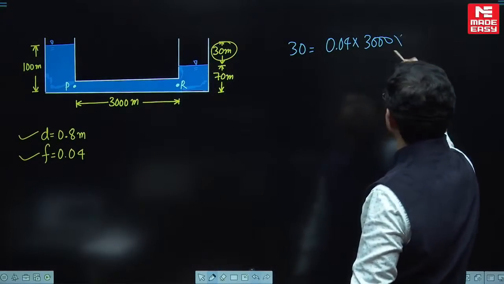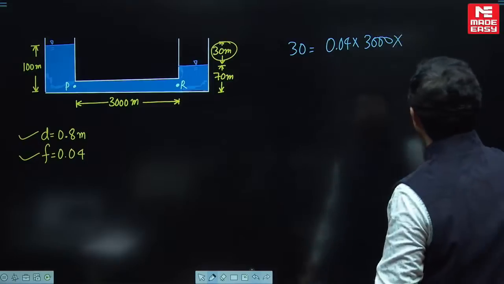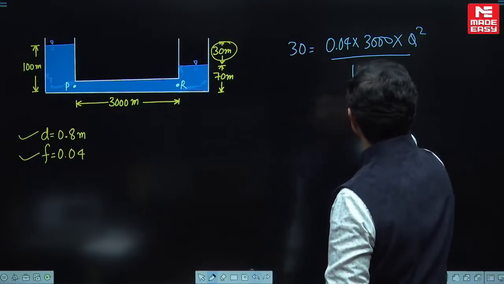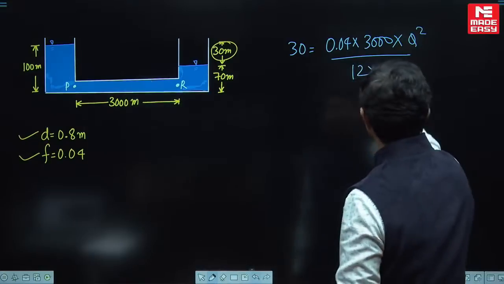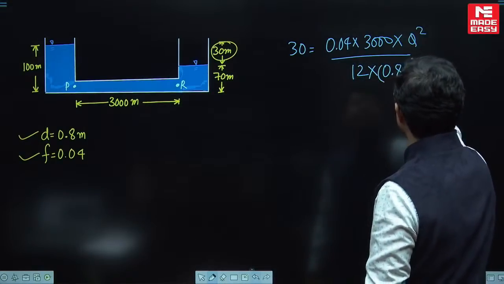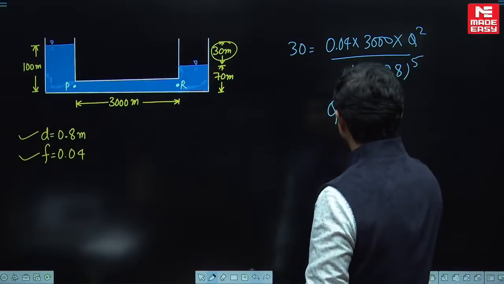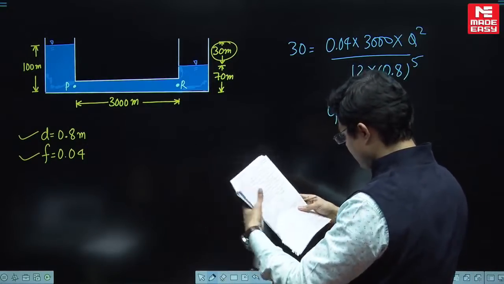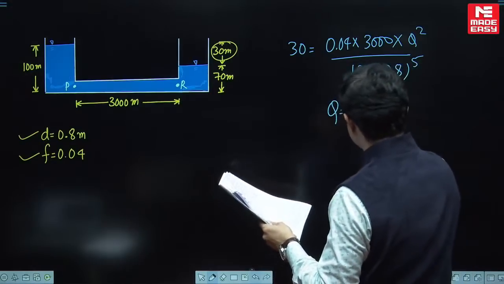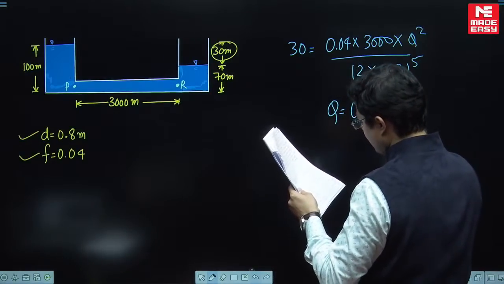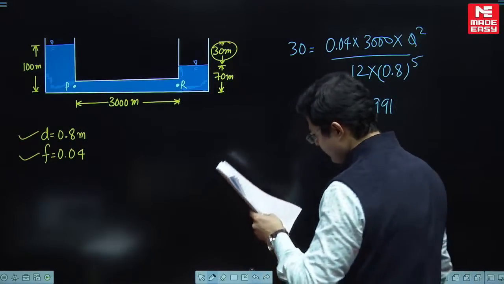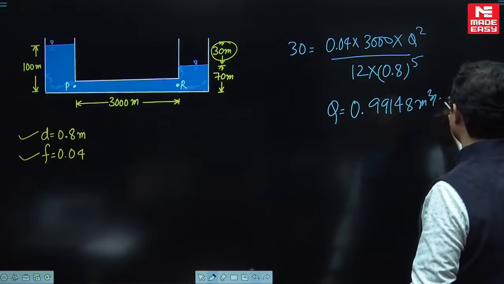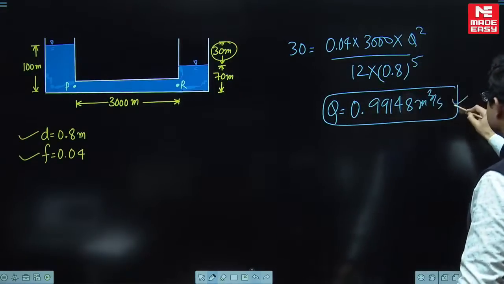Come on guys, show some enthusiasm. 30 equals FLQ square, Q square divided by 12 d to the power 5, which is 12 into diameter of the pipe 0.8 raised to the power 5. So from here we can find the value of discharge. The value of discharge is 0.99148 meter cube per second.